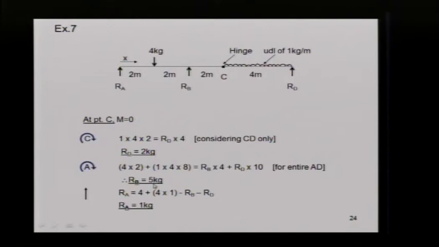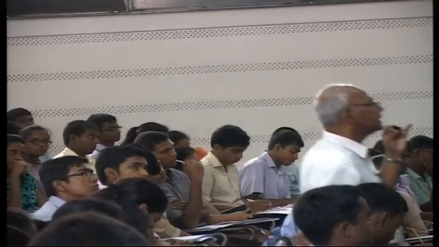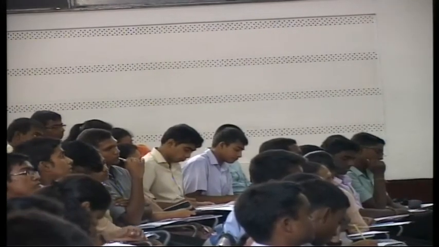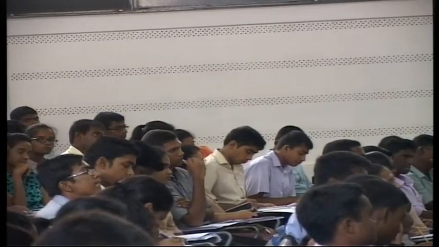Now you take vertical equilibrium and you say that RA plus RB plus RD is equal to 4 plus 1 times 4, right? That is this one, and we can find RA, right? So that's the first thing that you have to do in this problem. This is new in the sense that there are 3 supports, but it becomes a statically determinate problem because we have a hinge, right?